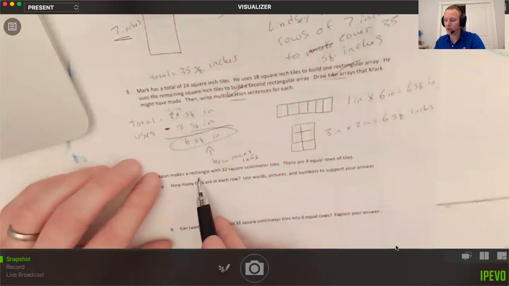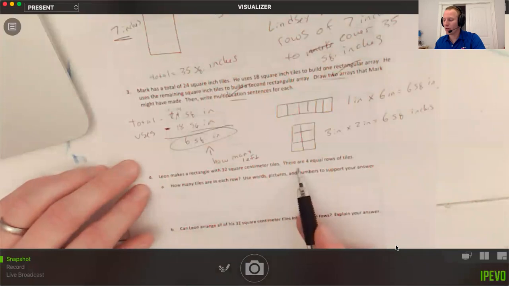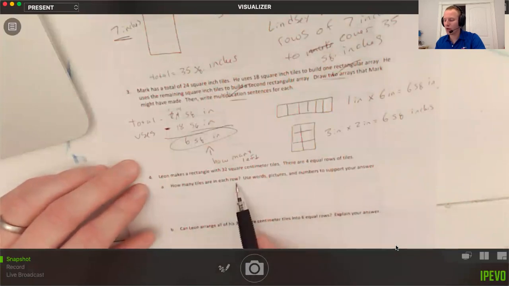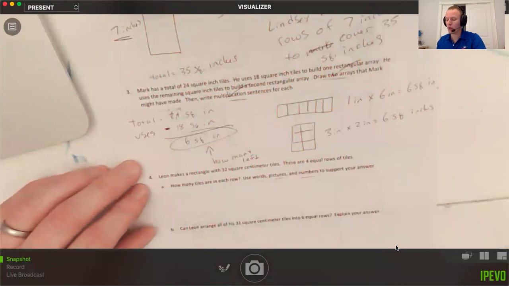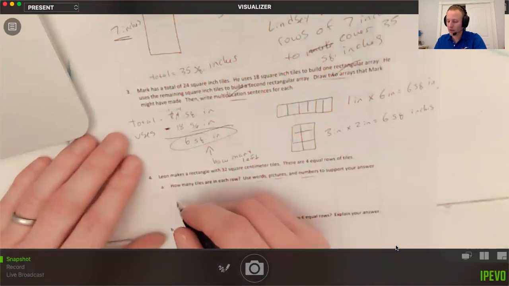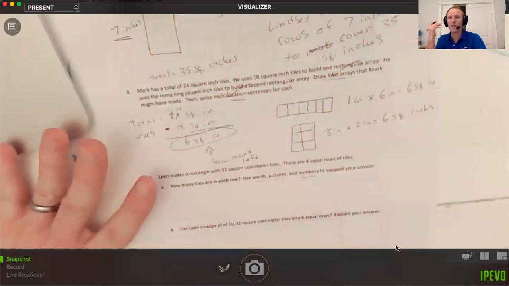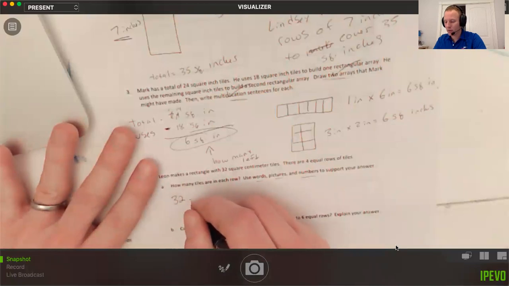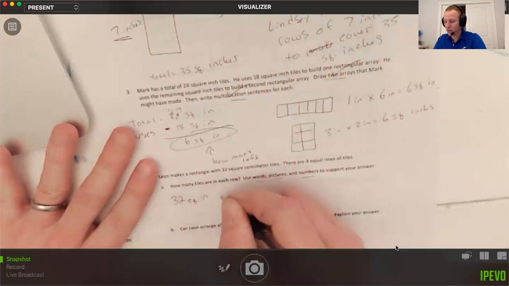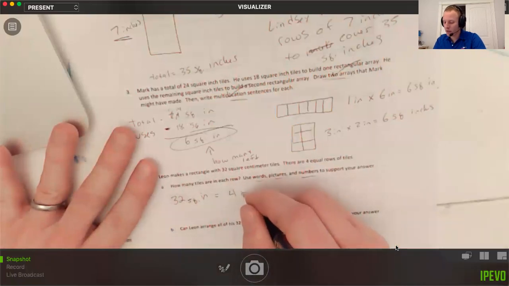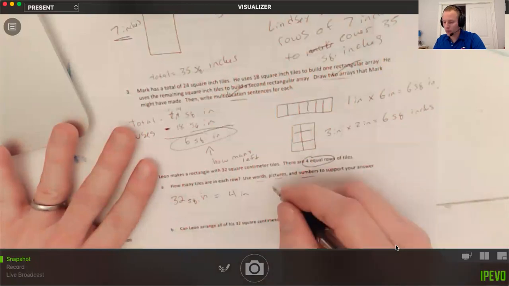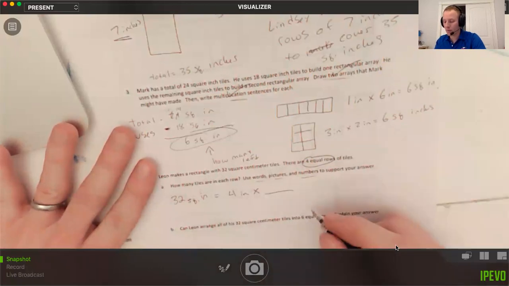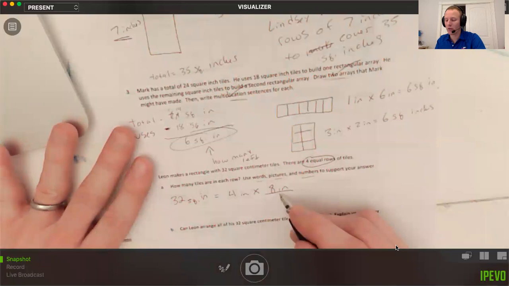It says Leon makes a rectangle with 32 square centimeter tiles. There are 4 equal rows of tiles. How many tiles are in each row? Use words, pictures, and numbers to support your answer. So I'm going to start with a multiplication sentence because in my brain that works best. I have 32 square inches equals 4 inches, because I know that there's 4 equal rows, times some number. The only thing that could go in there is 8 inches, because 8 times 4 is 32. The only number that makes this number sentence true is 8, so that has to be my answer.